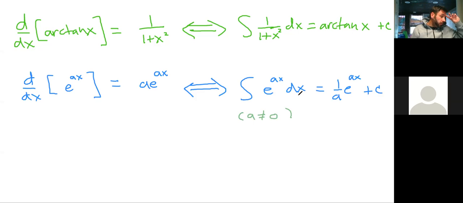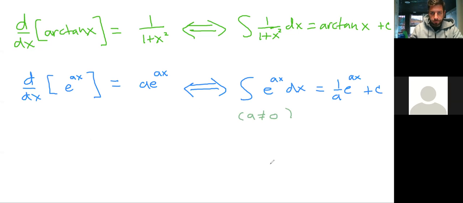So here's what we can do. Let's do some examples. And hopefully this will clarify. Well, let's sort of set the stage.